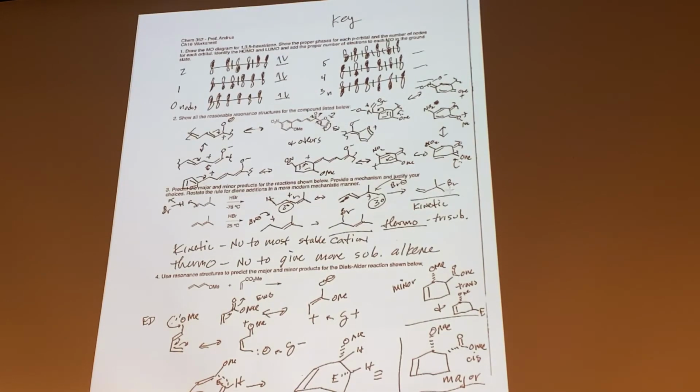The kinetic product is always the one where the nucleophile goes with the more substituted cation and gives the less substituted alkene. Thermodynamic product always gives the more substituted alkene product, okay?